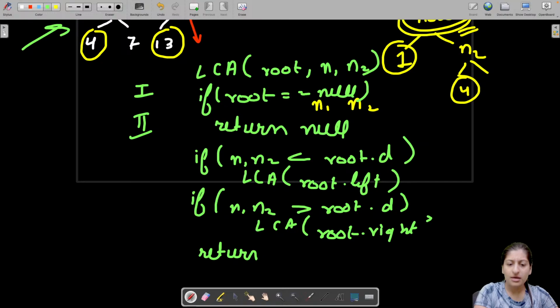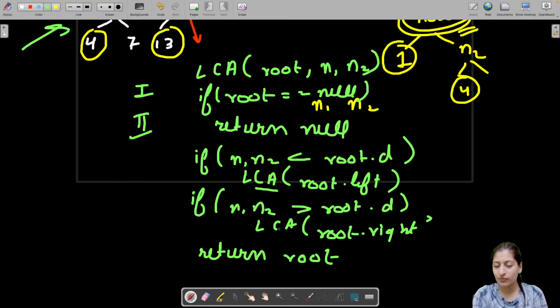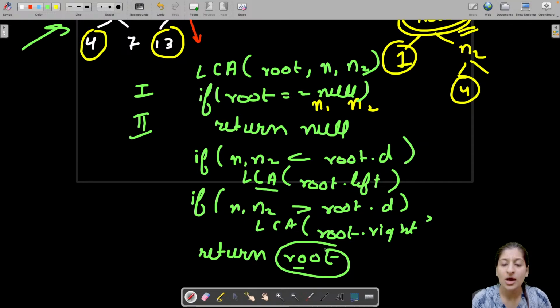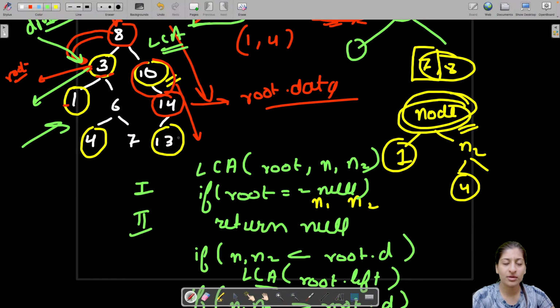So this will hold true for the case when I would want to recursively make a call for the left and right part, and also when the divergence will happen, I will anyway return root for that particular recursive call that I will be making. Got it? So that is all about this problem. Now we will be coding it.